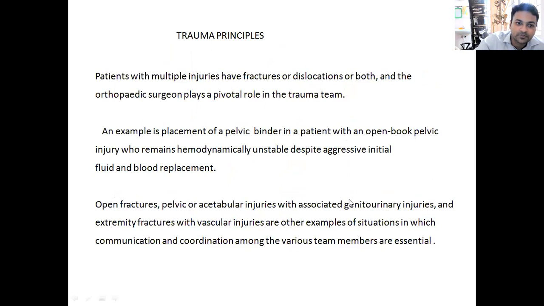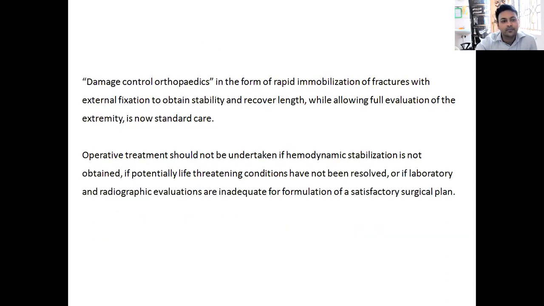Trauma principle: patients with multiple injuries have fractures or dislocations or both, and the orthopedic surgeon plays a pivotal role in the trauma team. An example is placement of a pelvic binder in a patient with an open book pelvic injury who remains hemodynamically unstable despite aggressive initial fluid and blood replacement. Open fractures, pelvic or acetabular injuries with associated genitourinary injuries, and extremity fractures with vascular injuries are other examples of situations in which communication and coordination among the various team members are essential.